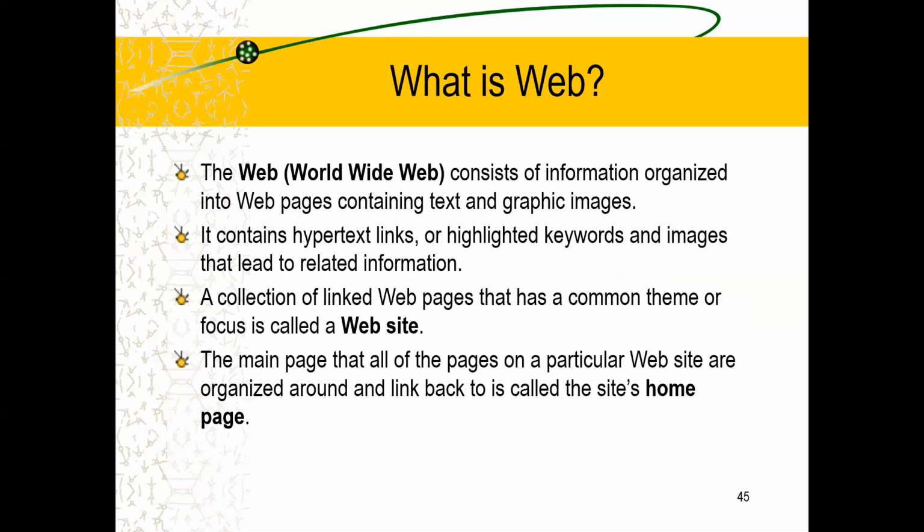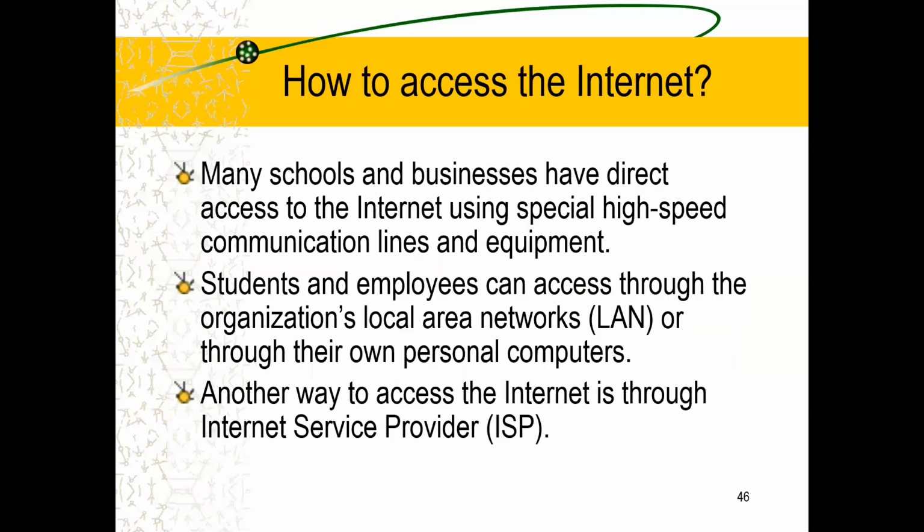It contains hyperlinks or highlighted keywords or images that lead to related information. The collection of linked web pages that has a common theme or focus is called a website. The main page that the pages on a particular website are organized around and linked back to is called the home page. So how to access the internet?